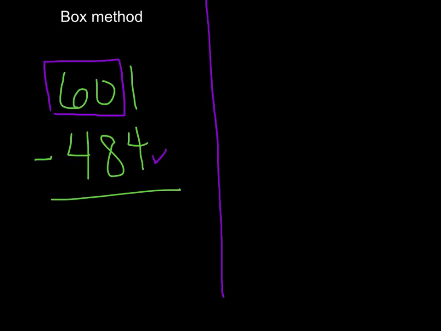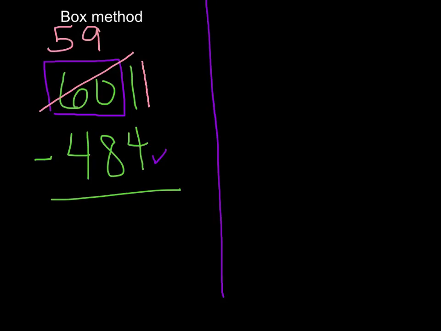So I know that I need more ones to be able to subtract my ones column. So I'm going to go next door, and right now I have 60 tens. I'm going to take from those tens. So if I take from 60 tens, I'm now going to have 59 tens. And I'm going to regroup the 10 that I took and lay it down as ones. And now I'm ready to subtract.